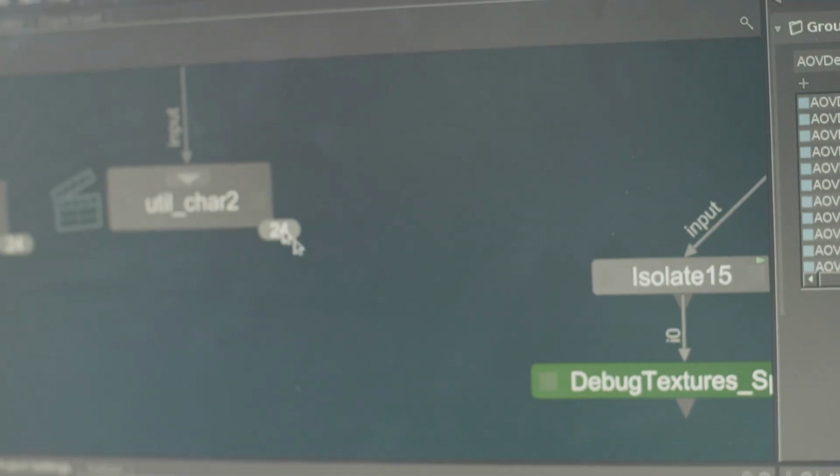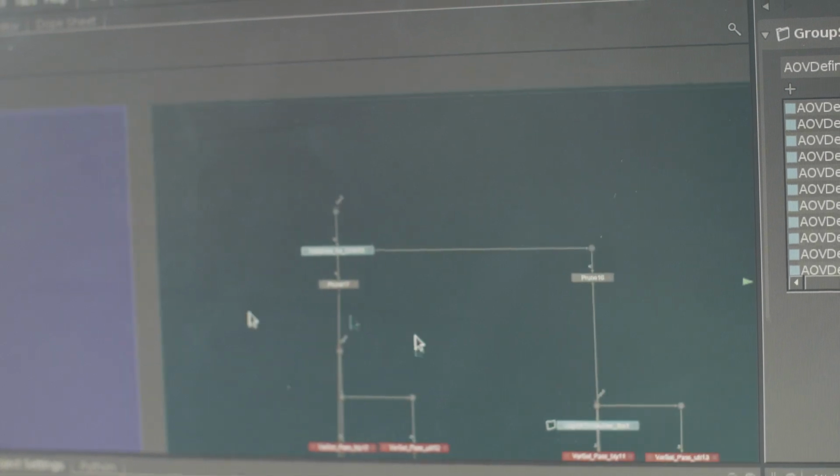Katana allows you to create your own packages and expose the parameters to artists that we knew that they needed to interact with.